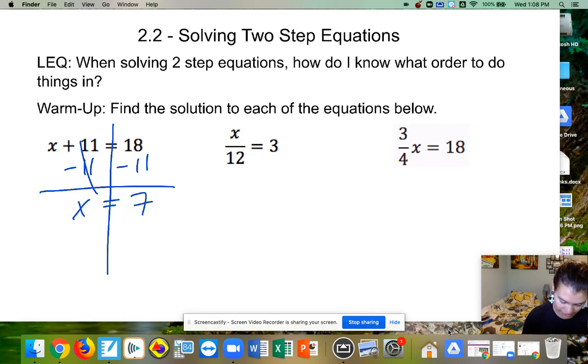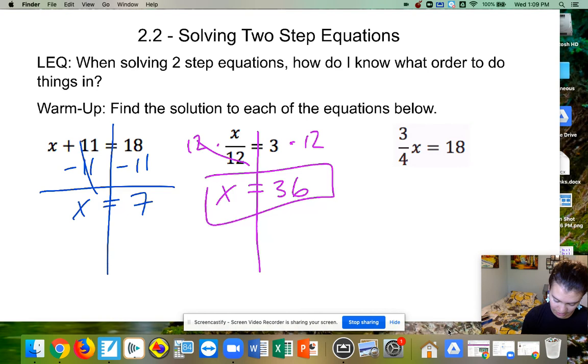You can draw your line in again. We're dividing by 12, so to undo division is multiplication. So you want to multiply both sides by 12. Those will cancel. And if you do 3 times 12, you get 36. And that's your answer.